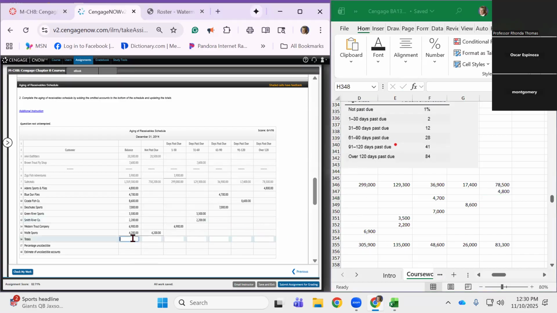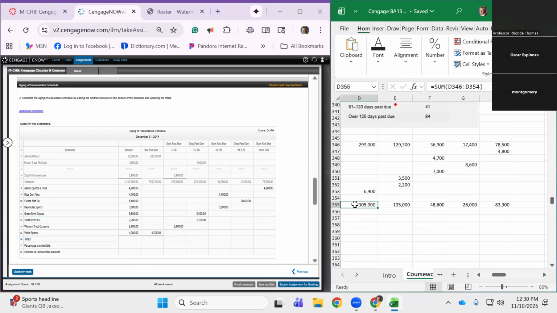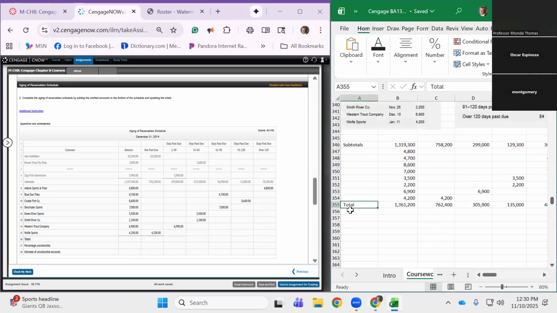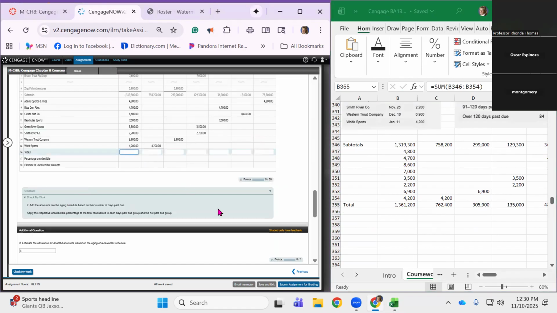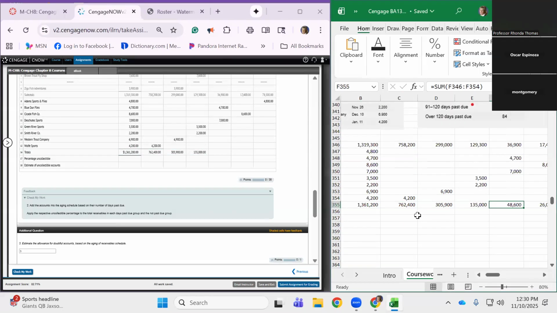Okay, so we're going to key these in, and key in my totals now. Okay, so I got 1 million. Okay, got to do 1,361,200. Okay, 762,400. I'm just keying in what my spreadsheet added up. Okay, it's good to know those numbers.